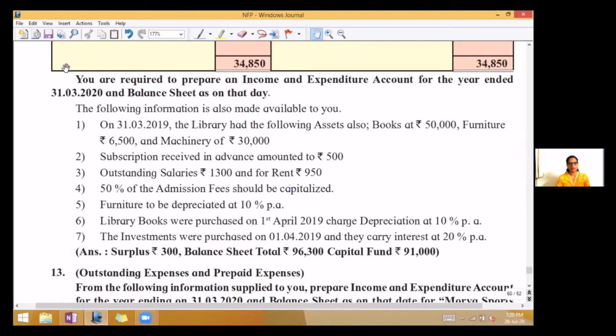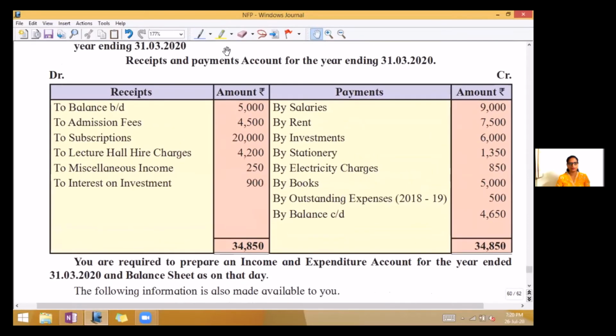First, on 31st March 2019, the library had the following assets: books at rupees 50,000, furniture rupees 6,500, and machinery of rupees 30,000. See the date there, they have said 31st March 2019. That means that is at the beginning of the year. Second, subscription received in advance amounted to rupees 500. Tick mark subscription on the receipt side.